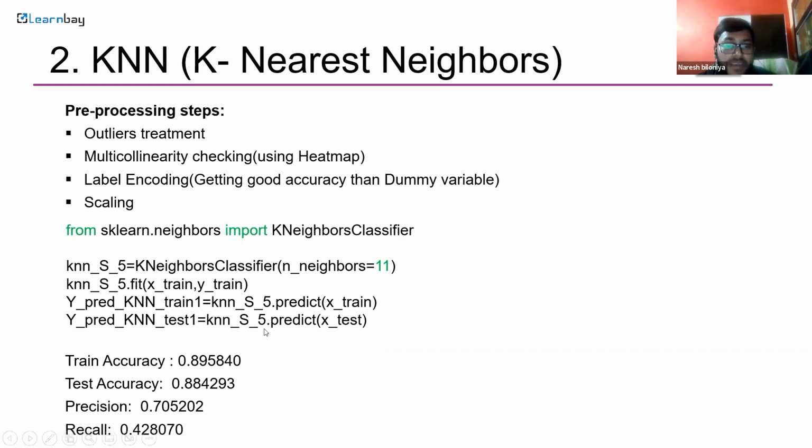But in KNN, here we can see there is one parameter, n_neighbors. This parameter is a hyperparameter, so we need to tune it. And why did we take this as 11? Actually, we just took it randomly and then we decided. And how we decide, let's see.